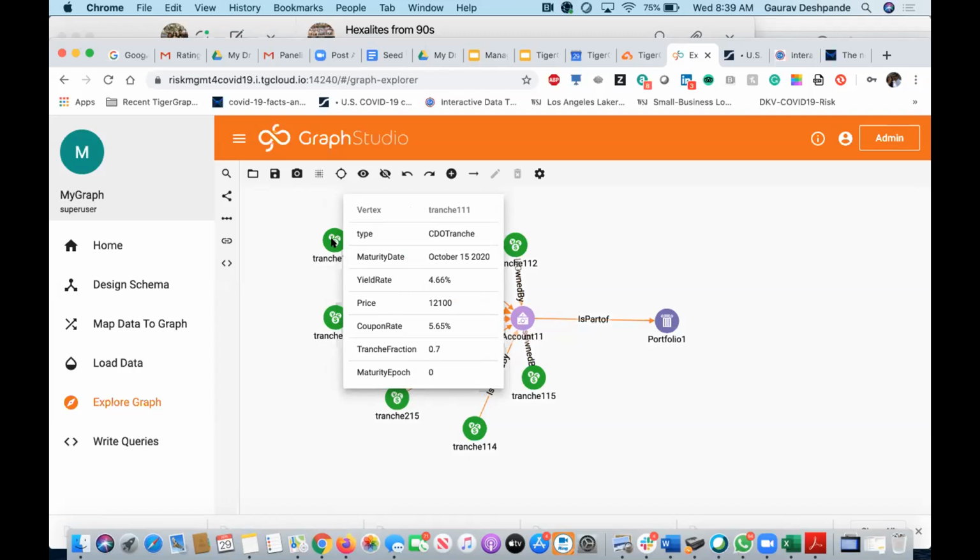Price of 12,100, and the tranche fraction, this is an important part. As a part of the debt pool that it belongs to, the tranche fraction is 0.7, which means this contains roughly 70% of the debt that's contained in here.